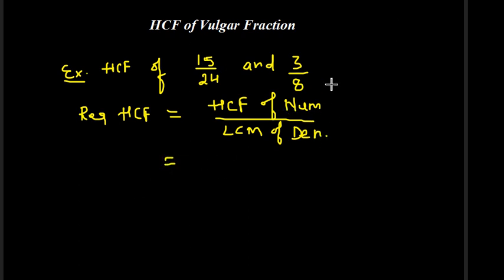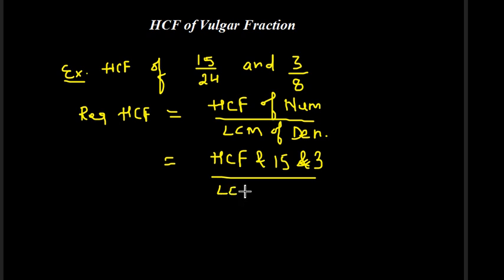So here HCF of numerators means I will find the HCF of 15 and 3, and those are integers, and LCM of 24 and 8, again they are integers. For finding the HCF and LCM of integers, we already know the procedure, but still I'll tell you here. For finding HCF of 15 and 3, we have the smallest number 3. You know the HCF cannot become more than 3, so either it will be less than 3 or 3. Here 3 is a factor of 15, 3 can divide 15. Therefore the HCF of 15 and 3 is 3.